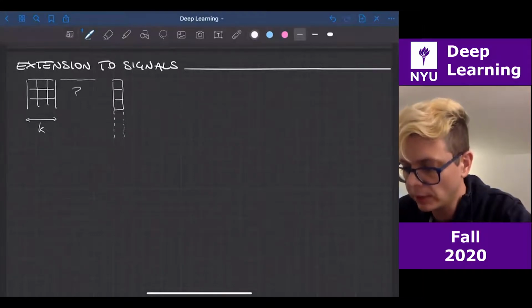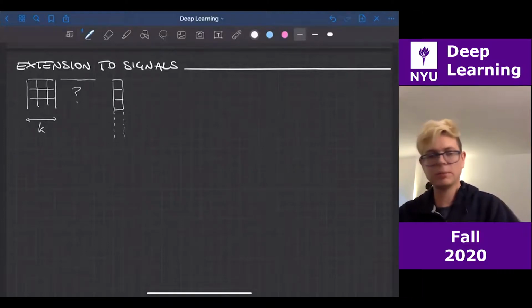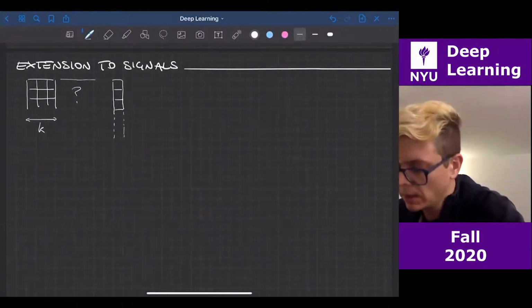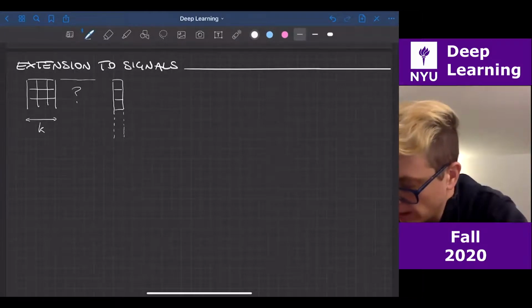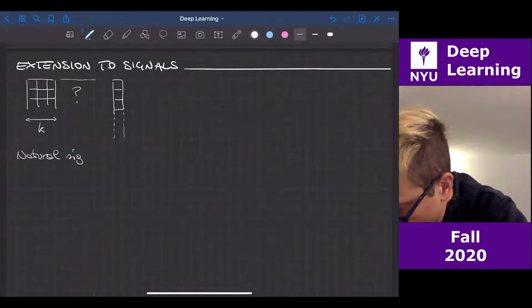So my question now is, what do I put here, right? And so we take out the first property of signals. We're going to talk about this first property. So we had that natural signals have locality. So natural signals are local. What does it mean?